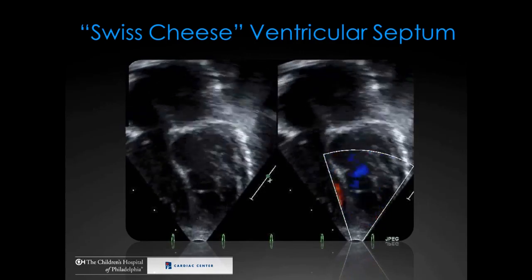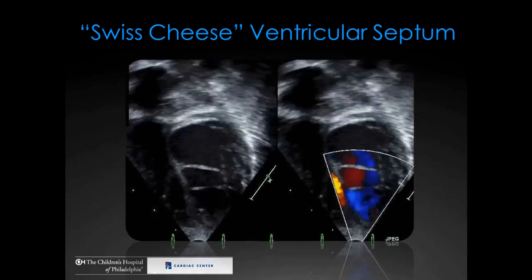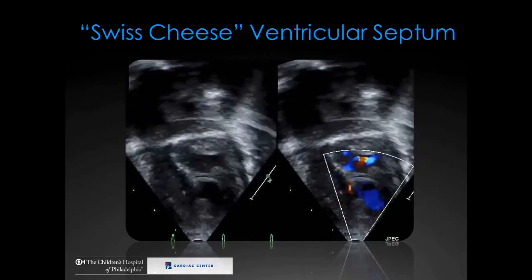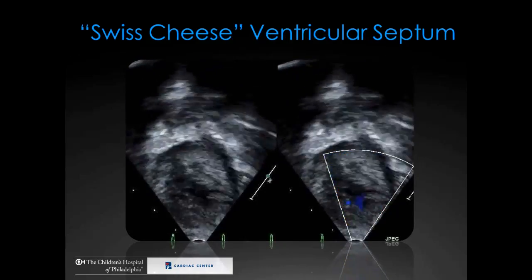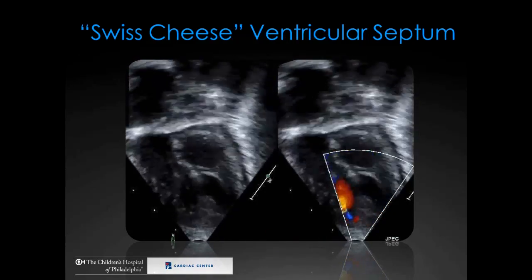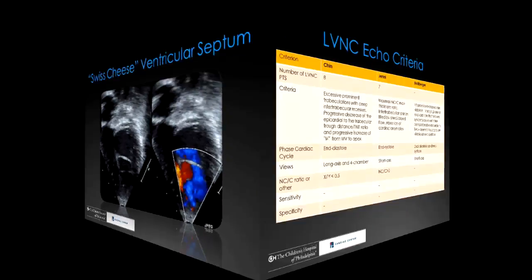And here's an echocardiogram of a patient who has Swiss cheese ventricular septum. You can see that the left ventricle apex is trabeculated, and there are multiple fenestrations in that region towards the right ventricle. You can also see that this would be very difficult for a surgeon to fix.